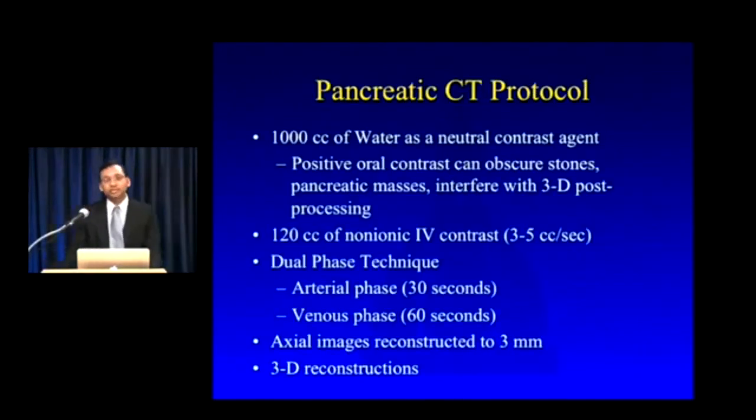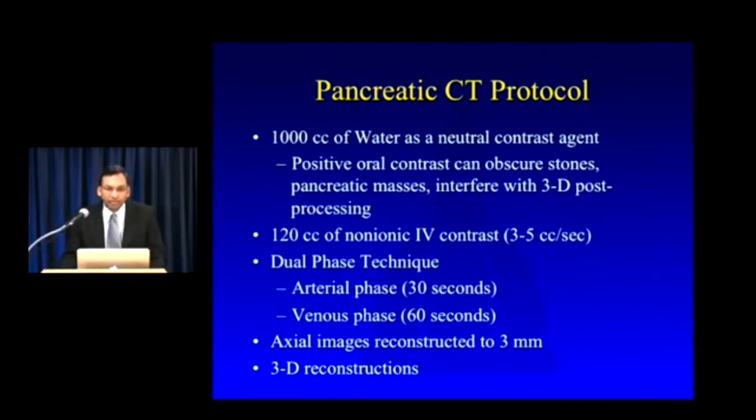Now, how do we image these patients? I'm a strong believer that anyone with suspected pancreatic pathology, and that includes pancreatitis or pancreatic masses, needs a dual-phase CT. So we're going to acquire arterial and venous phase images at roughly 30 to 35 and 60 to 70 seconds respectively.